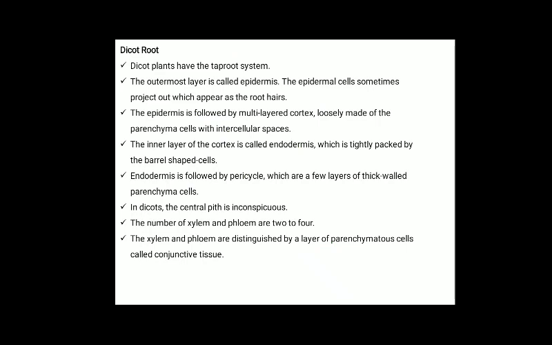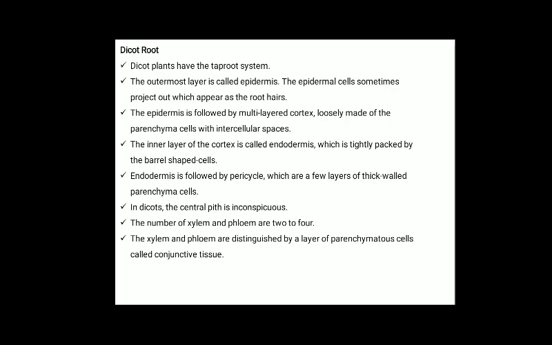The outermost covering is known as epidermis. The epidermal cells sometimes project out, which appear as root hairs. The epidermis is followed by multilayered cortex, loosely made up of parenchymatous cells with intercellular spaces. The inner layer of the cortex is called endodermis, which is tightly packed with barrel-shaped cells. Endodermis is followed by pericycle with a few layers of thick-walled parenchymatous cells.